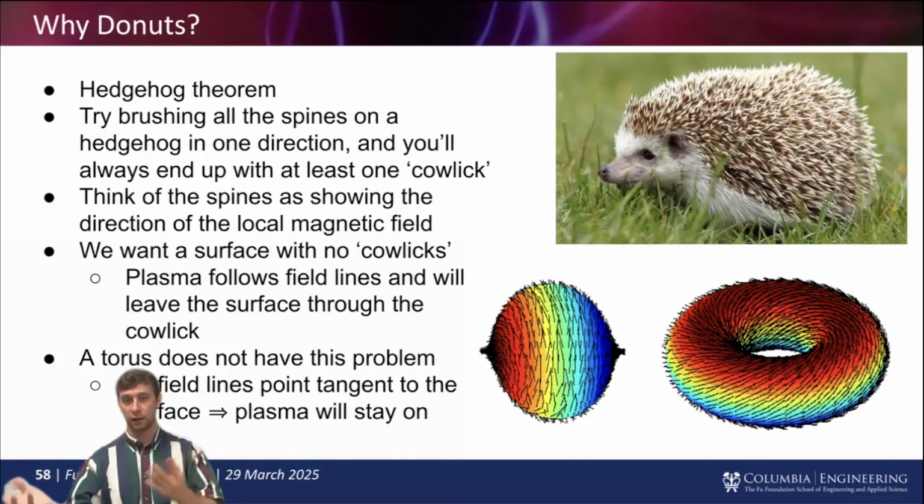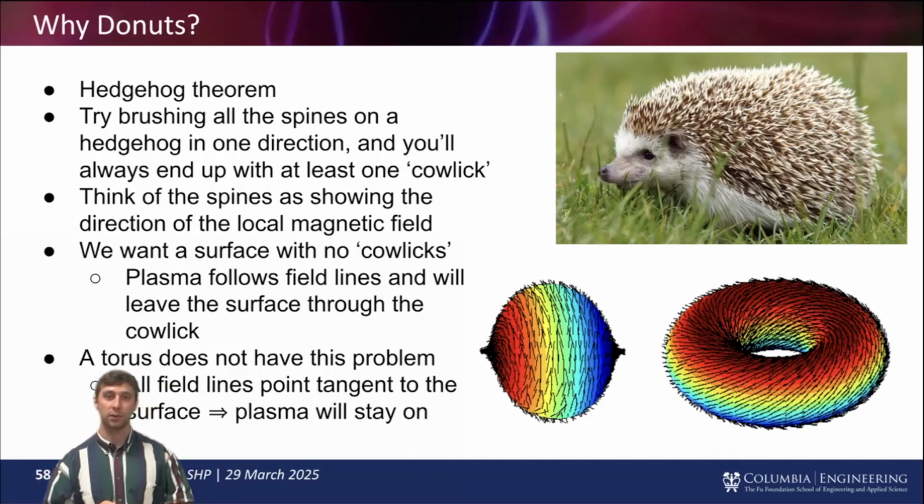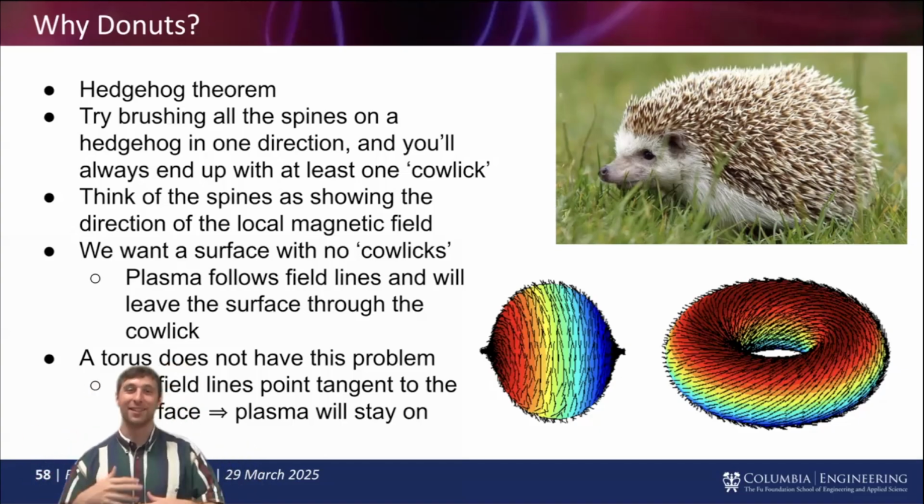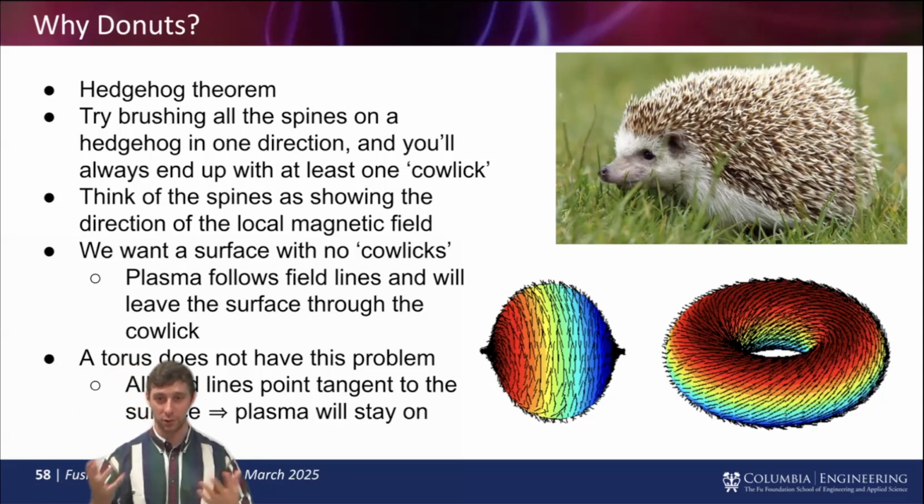Whereas if you're in a torus, where all these lines are nicely coded in the same direction, there'll never be a point where you leave the magnetic field surface. You'll always stick along those magnetic field lines as they go around the surface of the torus. So this is why in plasma, we tend to end up with devices that are shaped like toruses or donuts.